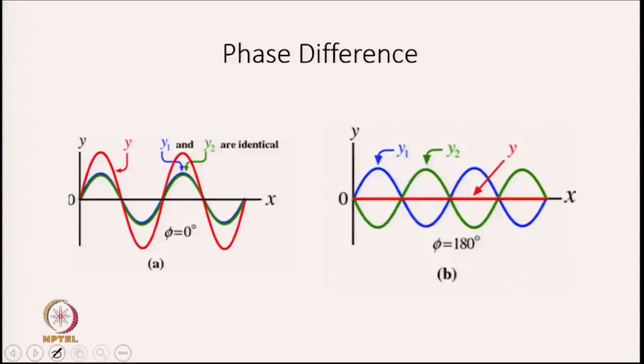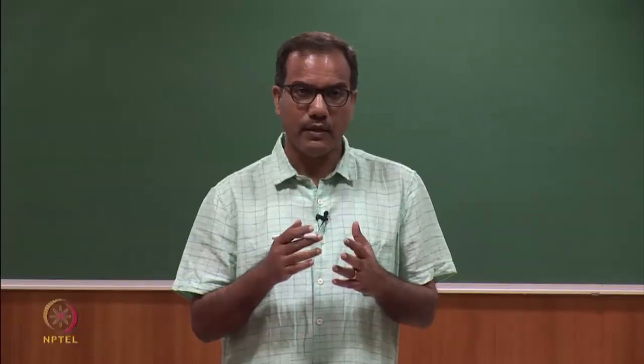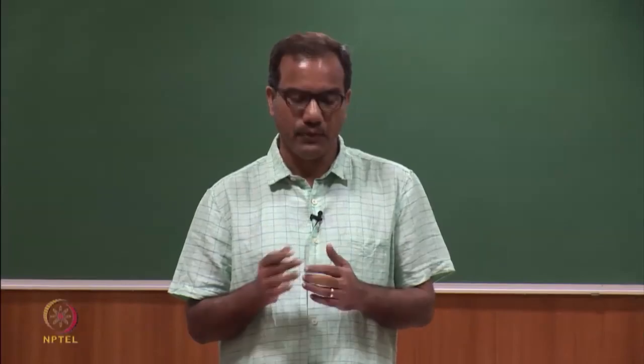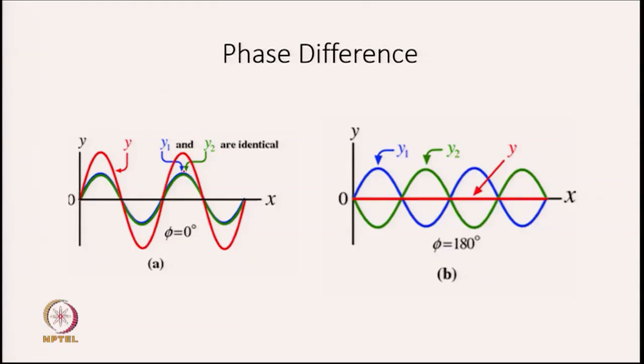Now, let us think about other cases. Here three waves are given: y, wave y1 and wave y2. You see y1 and y2 are identical, they have the same phase and the same amplitude, whereas y differs from y1 and y2 in amplitude, but the crests are at the same phase. So the phase difference between y and y1 and y2 is 0.